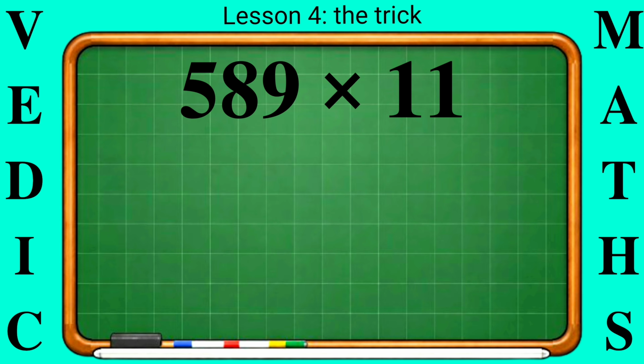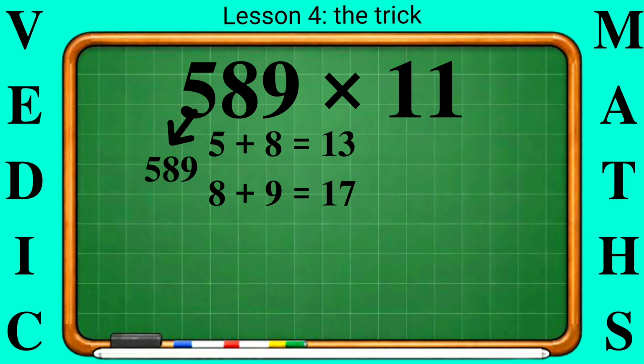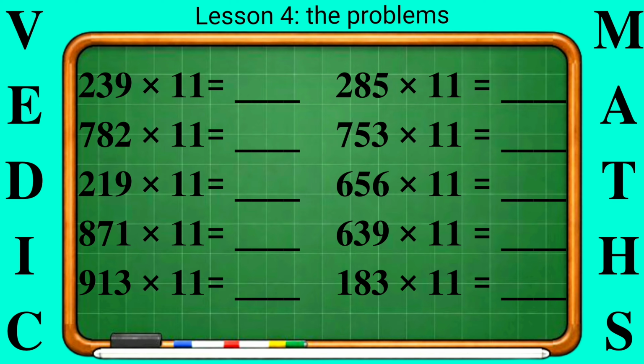So first, let's add the middle digit with the neighboring digits, just like we did in the previous video. So 8 plus 9 equals 17 and 5 plus 8 equals 13. So now we shall put the numbers right in the middle. But here 13 and 17 are two-digit numbers, so we use carry. So by doing the carry, we get 6479. You can do those examples later on.